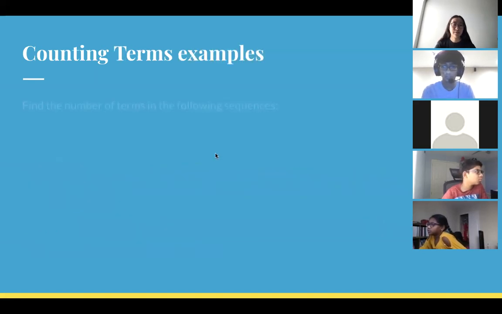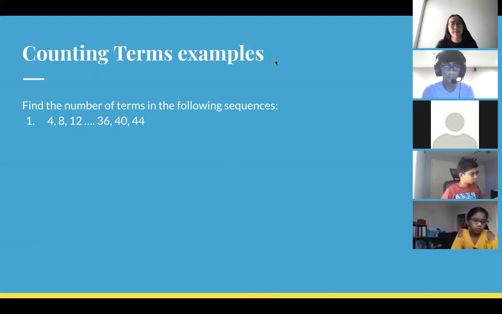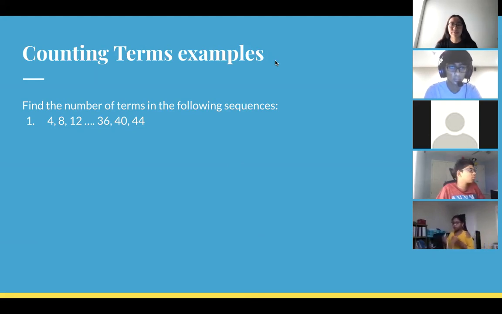All right, so let's do some practice. Find the number of terms in the following sequence. So let's start off with number 1. And as always, put your answer in the chat. Okay, so a bunch of you guys are saying 11. Now, also put in the chat, what operation did you use?